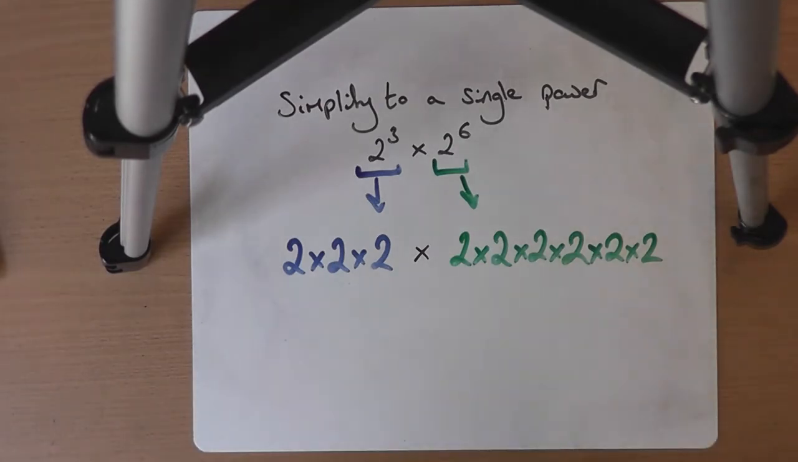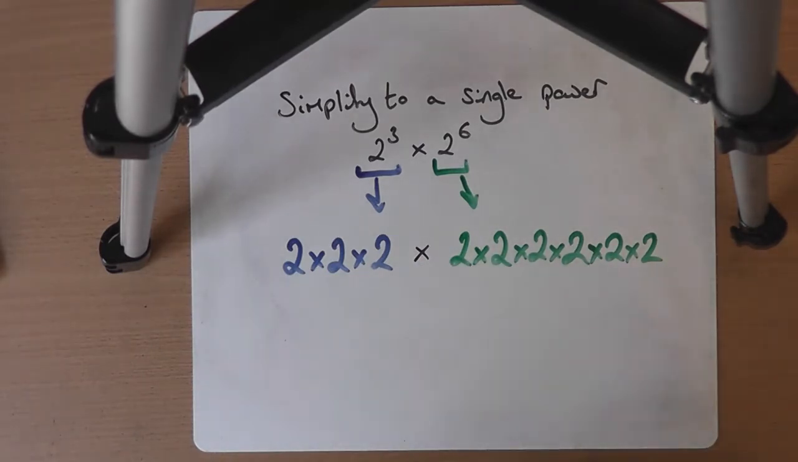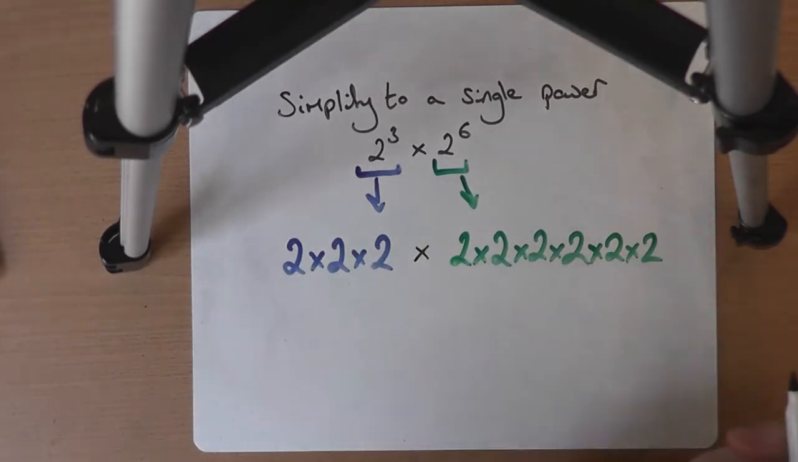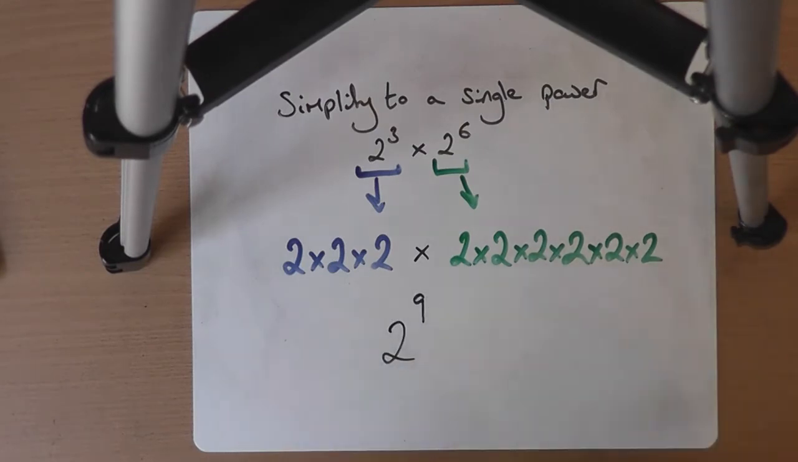Now, hopefully, we can see it like this. We might notice something about this. This is some 2's that we're timesing together, some 2's that we're timesing together, and actually both sets of those, the blue set and the green set, are all being timesed together. Well, this is just a load of 2's being timesed together. There are 1, 2, 3, 4, 5, 6, 7, 8, 9 2's being timesed together. So our final answer then would be 2 to the power of 9.